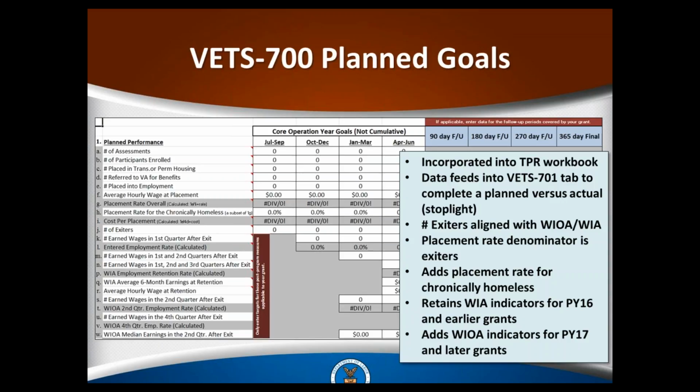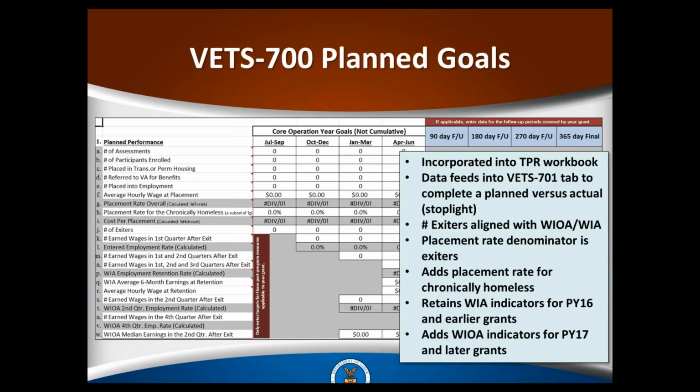The plan goals, as mentioned before, have been incorporated in the workbook so we can do a plan versus actual comparison. The data feeds that are in here, as I mentioned, are fed into the actual technical performance report summary to do that plan versus actual comparison with the stoplight. The number of exiters has been aligned with WIA, so now the denominator for the placement rate is based on the number of exiters instead of the number of enrollments.